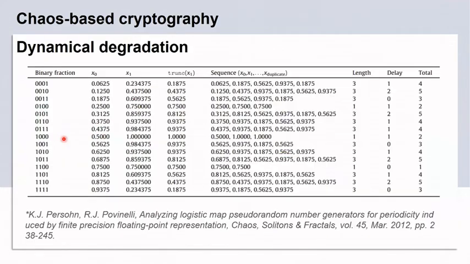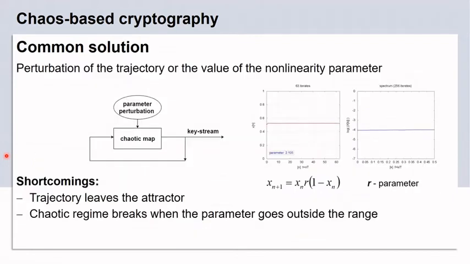Another problem in nonlinear dynamics is dynamical degradation. When we simulate a discrete system with a very low data type, for example, 8, 6, or 4 bits, we can get repeated trajectories which are not chaotic anymore. They are periodic, and it breaks most pseudo-random number generators and can compromise encryption strength, etc. The common way to avoid it is parameter perturbation, when we perturb the parameter from time to time, given by some other map or some other law. But there are some shortcomings of this approach. For example, we need to keep in mind that not for each value of the parameter is the system chaotic. And sometimes the trajectory just leaves the attractor.